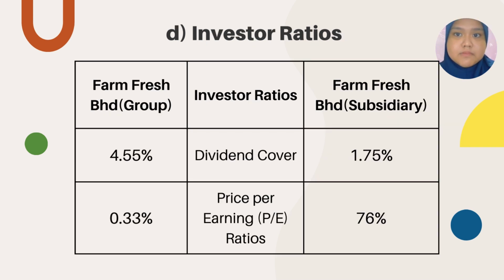The last slide of my part is about the comparison of investor ratio between the two entities, the group and subsidiary entity of Farmfresh Berhad. The related elements are dividend cover and price earning ratio. Referring to the table, the group entity's dividend cover is more favorable, able to pay dividends to shareholders using net income compared to the subsidiary entity. Meanwhile, the price earning ratio of the subsidiary entity is higher than the group entity. A higher price earning ratio can mean that a stock price is high relative to earnings and possibly overvalued. A low price earning ratio might indicate that the current stock price is low relative to earnings.